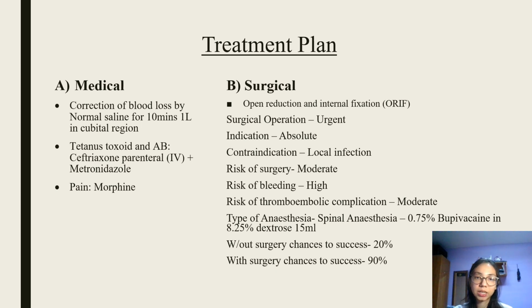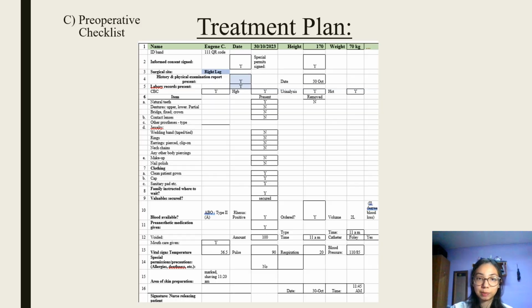The surgical operation was an urgent type, the indication is absolute, due to second degree of hemorrhage, and the contraindication is just local infection. Risk of surgery was moderate. Risk of bleeding was high. Risk of thromboembolic complication was moderate. The type of anesthesia we gave is spinal anesthesia, which is 0.75% bupivacaine in 8.25% dextrose, 50 milliliters. Without the surgery, chance of success is 20%, and with the surgery, chance of success is 90%.